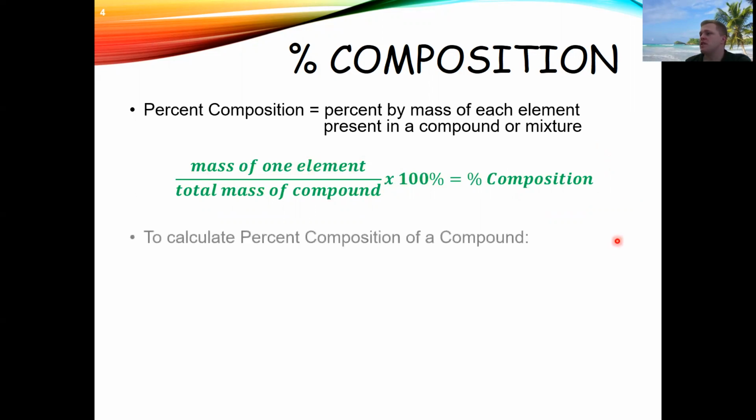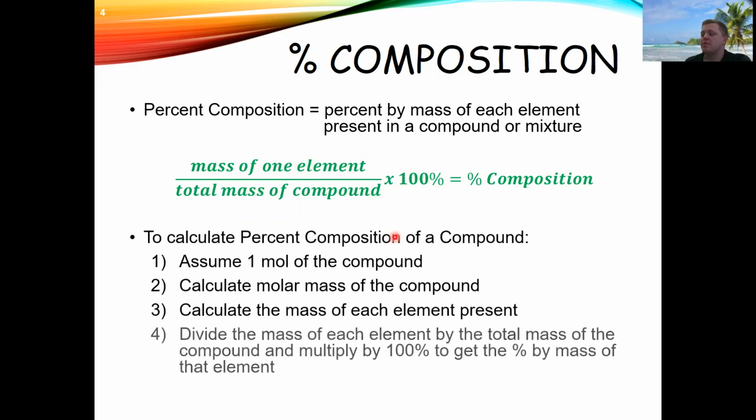So more specifically, to calculate the percent composition, we're going to assume we have 1 mole of a compound. That'll just make our calculations simpler. Then we'll calculate the molar mass of the compound. We'll calculate the mass of each element present. And then we'll divide the mass of each element present by the total mass of the compound and multiply each of those by 100% to get the percent by mass of each element.